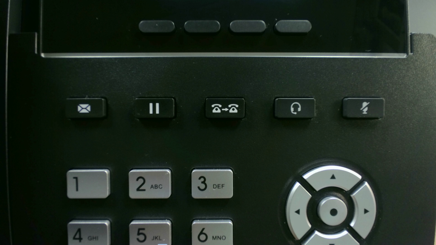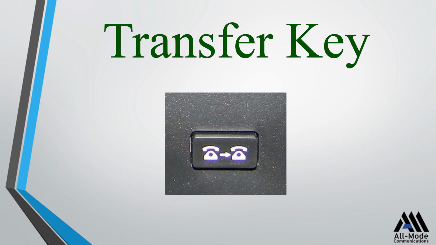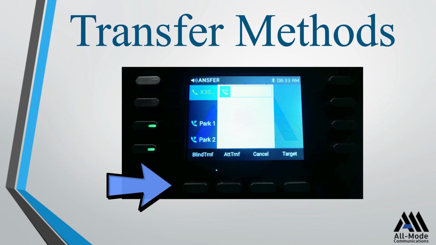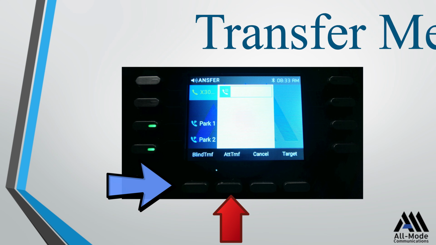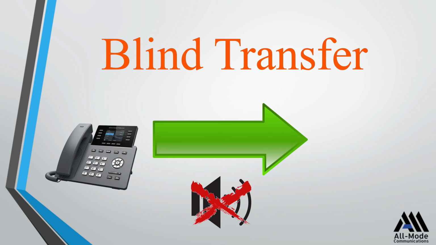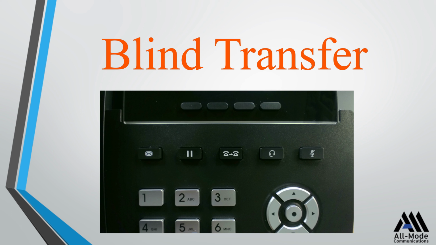The transfer key is the middle key in the row of 5 buttons just under the display. The transfer key has an icon showing 2 phones, with an arrow between them. There are 2 methods to transfer a call: blind transfer and attended transfer. A blind transfer is when a call is transferred, unannounced, to the intended user. The procedure to make a blind transfer is as follows.